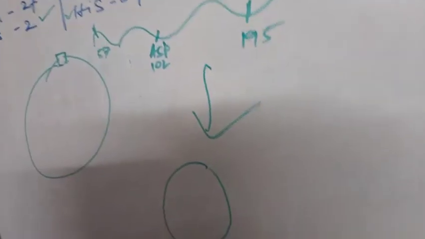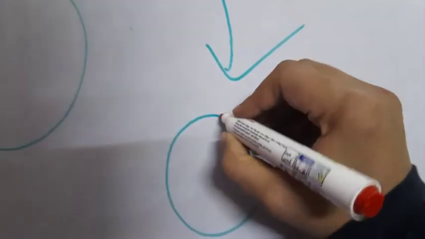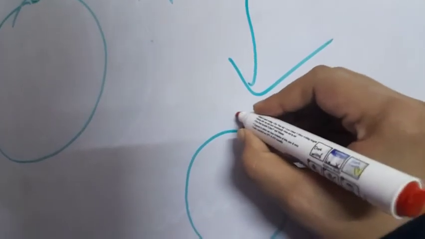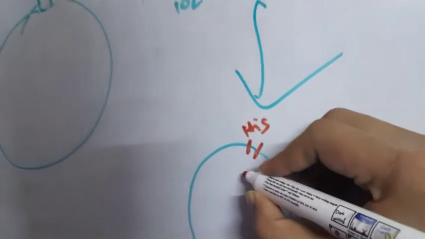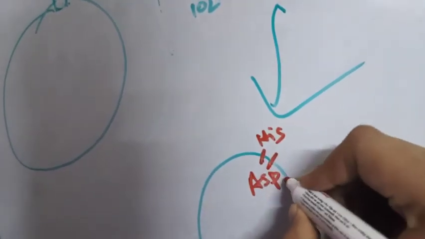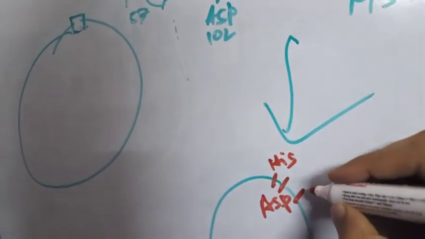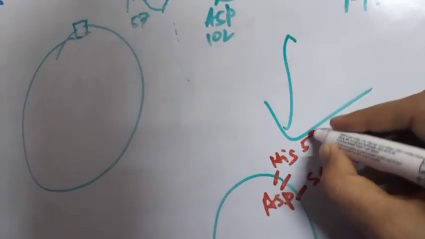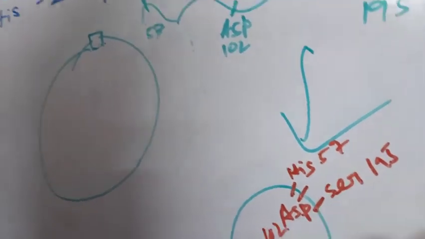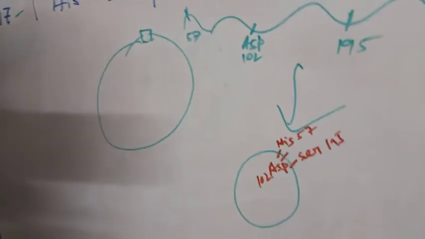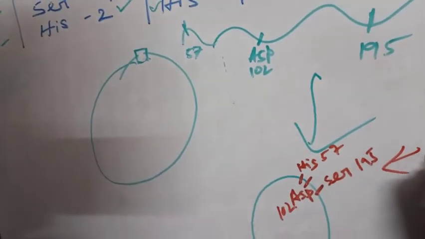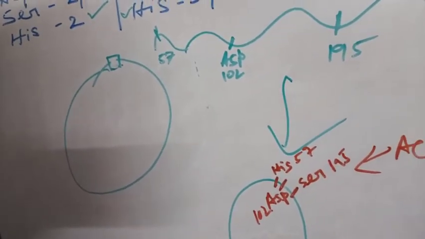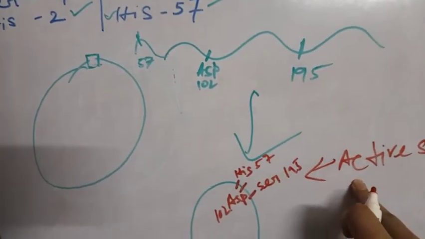When they are being properly folded like this, these 3 amino acids come close to each other. This one is histidine, this one is aspartate, and this one becomes serine. 195, 57, and this one is 102. So this is the enzyme, and this is the active site of the enzyme. Active site. This active site is highly specific.